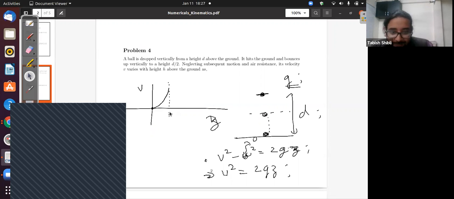Till z becomes d. Since we're measuring z from here, z is equal to 0 is this, and this is z is equal to d, right? So we are measuring in reverse. When z reaches d, it stops. Then what happens after that?